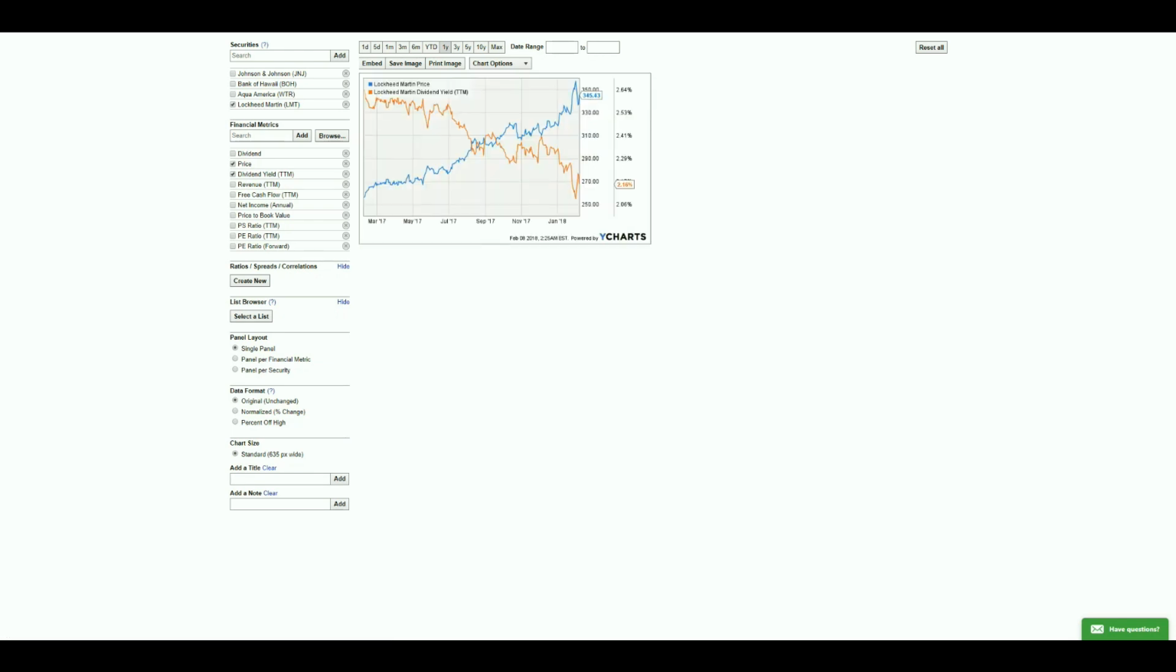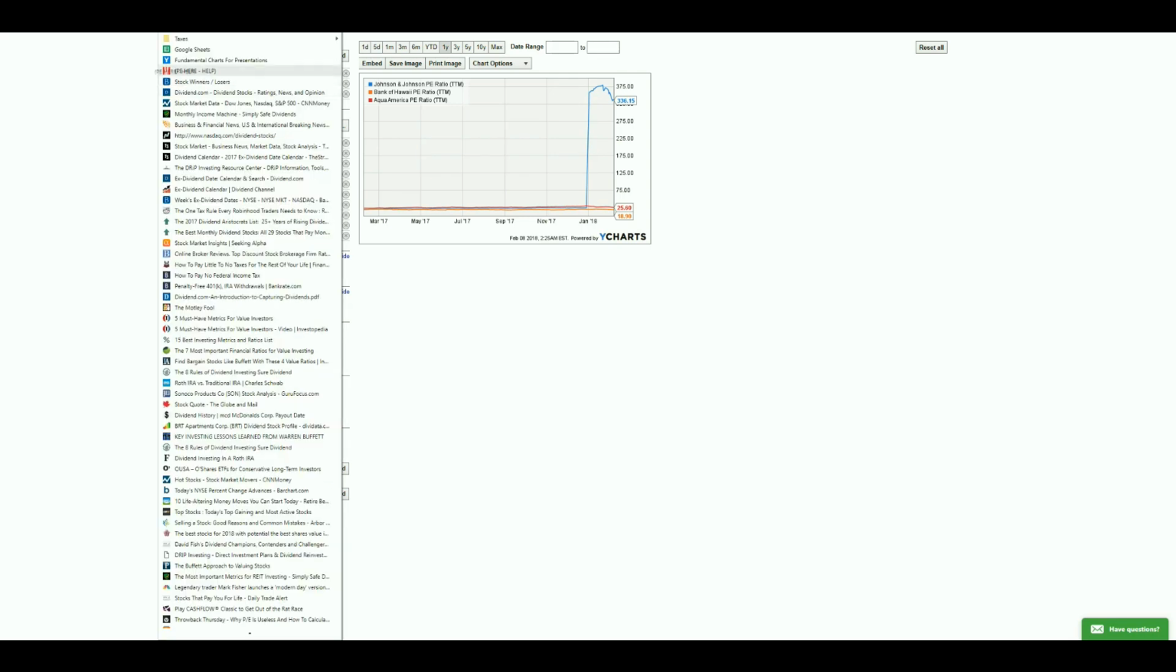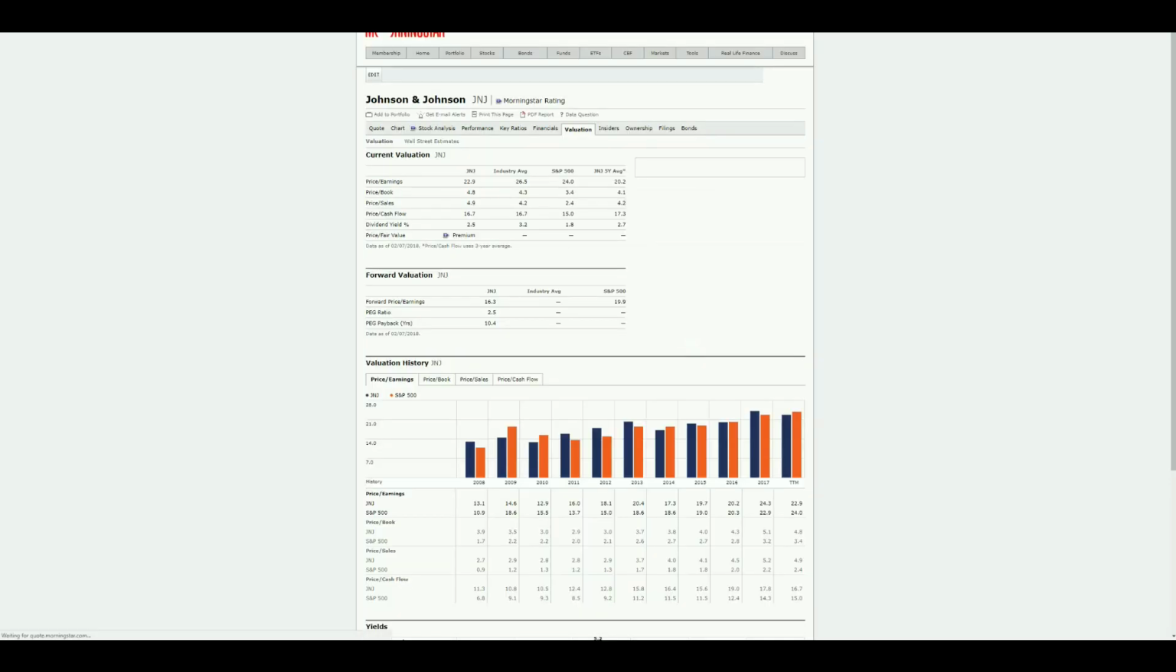Lockheed Martin, price over yield right now. So we're left with Johnson & Johnson, Bank of Hawaii, and Aqua America. Now some of the other things I like to take a look at is their PE ratio. How is their PE in comparison to the S&P 500? The S&P 500 is trading right around a 25 price to earnings ratio. So Johnson & Johnson, this stock recently back in January jumped up to a PE ratio of 336. I don't think this is correct. If I go to my PE ratio, oops, there we go.